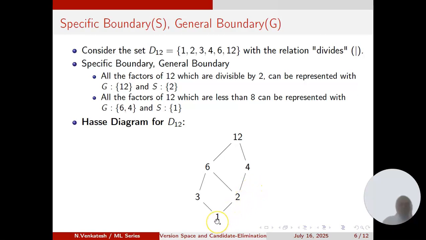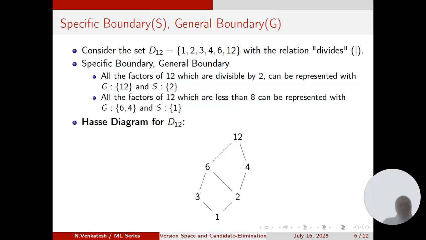And similarly, there is no number which is less than 1 which divides 12. So we can represent with a specific boundary 1. That means the set of points 1, 2, 3, 6, 4 can be compactly represented by using 6, 4 as a general boundary and a specific boundary 1.